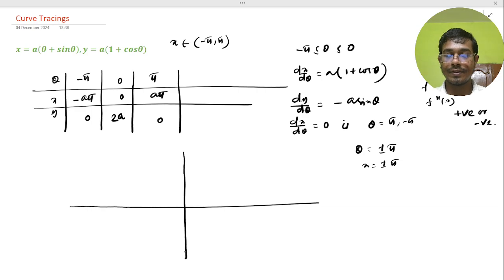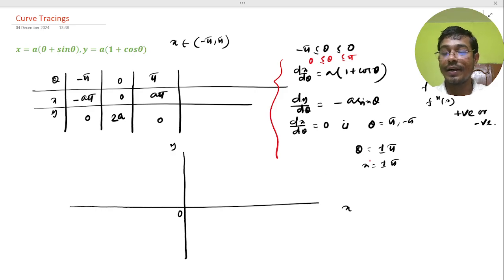For plotting this curve tracing, one important thing is that for theta from minus pi to 0, the point xy starting from minus a pi, 0 moves right and upward to 0, 2a. Similarly for 0 less than or equal to theta less than or equal to pi, the point xy starting from 0, 2a moves right and downward to a pi, 0, except at the values minus and plus pi. These were the conditions. I think you understand these things.